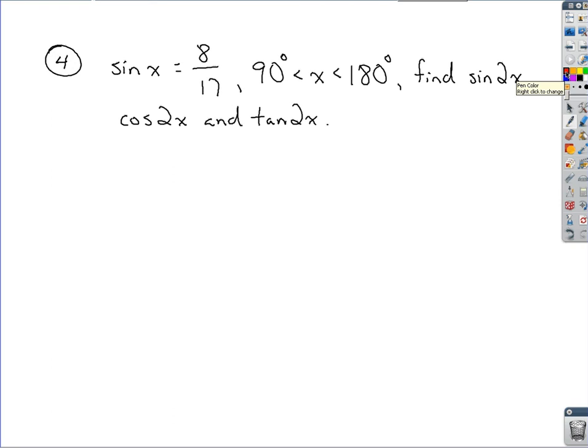All right, deciphering the information, considering what you got to find. We see all these 2x's, we know the double angle formulas will come into play. If we're going to use double angle formulas, you need to know 2 things. You need to know what the sine of x is, which we have, and you need to know what the cosine of x is.